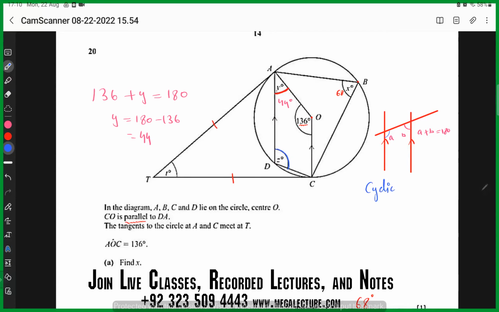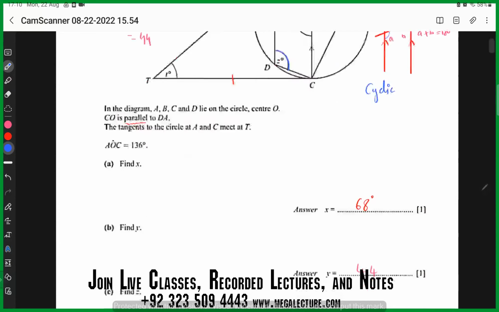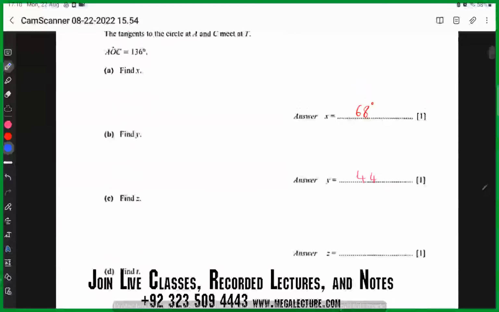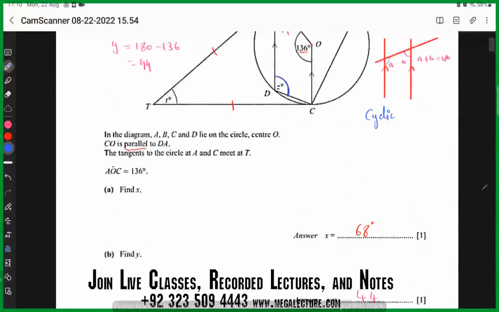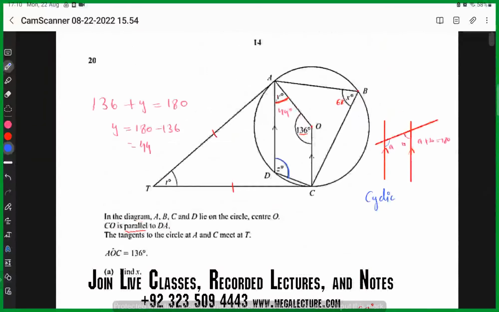You're not supposed to write down these names because all these questions are for one mark only. Yes, if the examiner says give reasons for your answer, then you're supposed to explain as well. I'm just writing all of this for your convenience. So it is a cyclic quadrilateral, and what is the property? Z plus X is going to be 180. Why? Because the sum of opposite angles in case of a cyclic quadrilateral is 180.